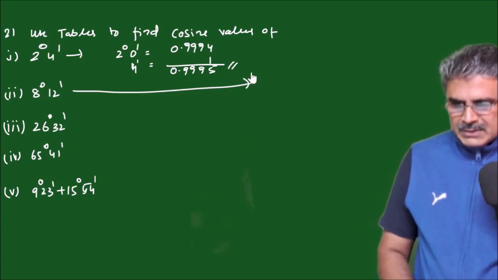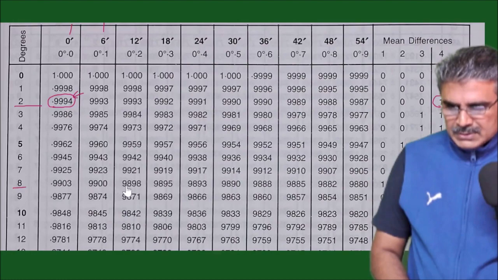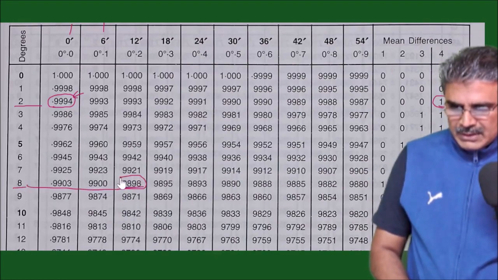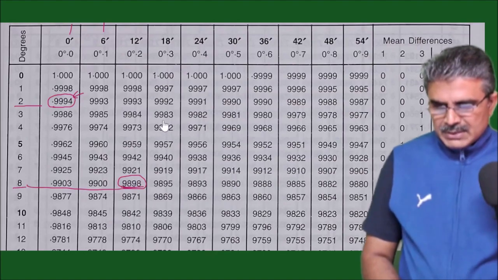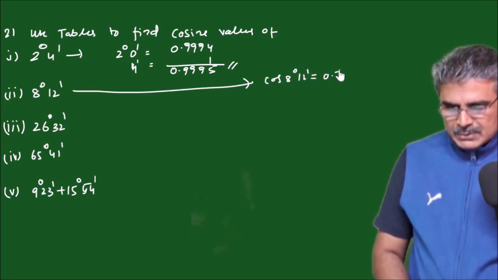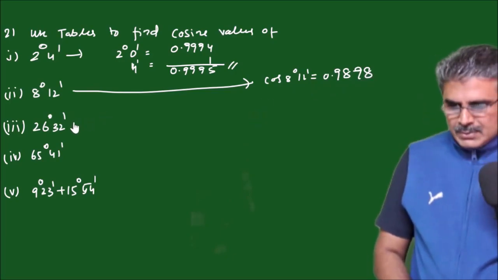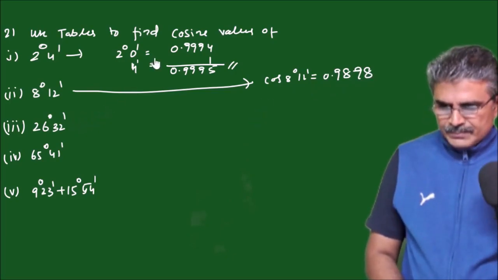Now come to 8 degrees and 12 minutes. So this is the value: 9898 is the direct value from the table. So the cosine of 8 degrees 12 minutes is 0.9898.